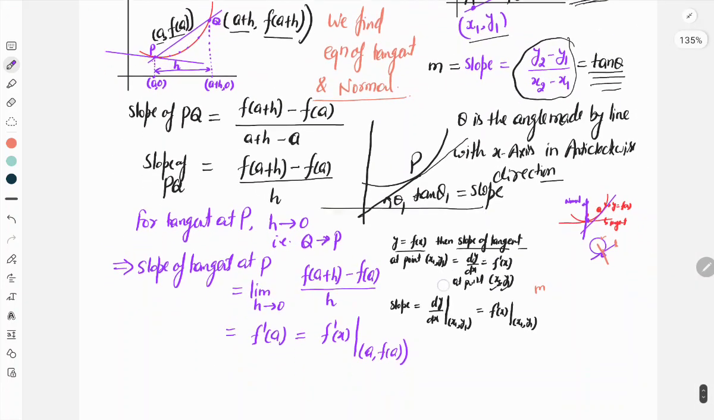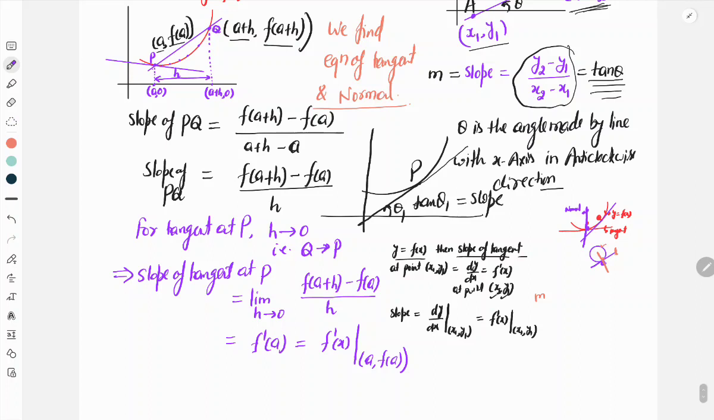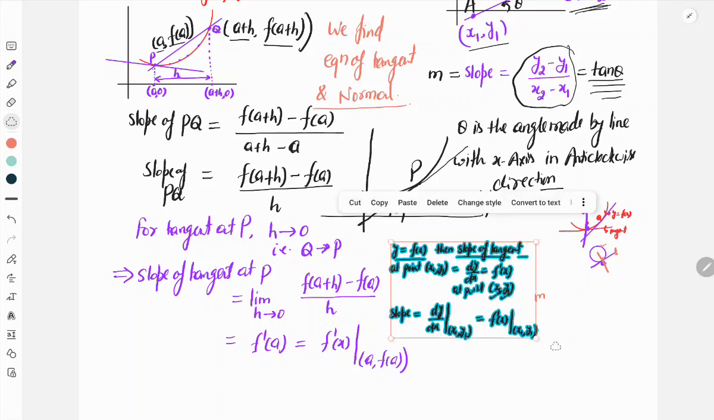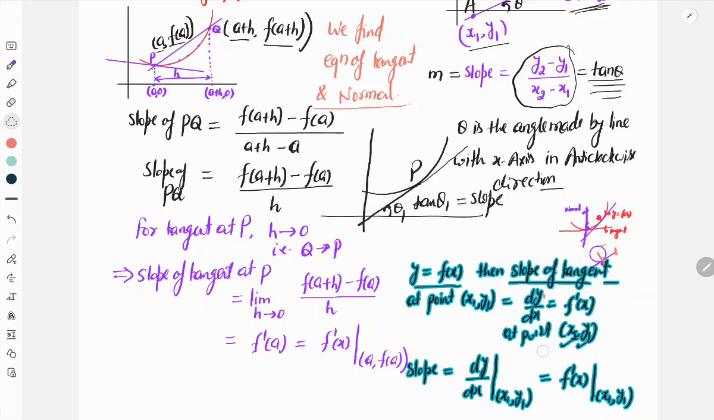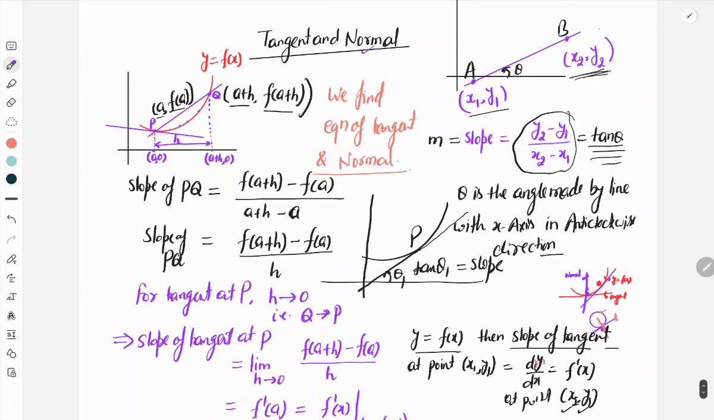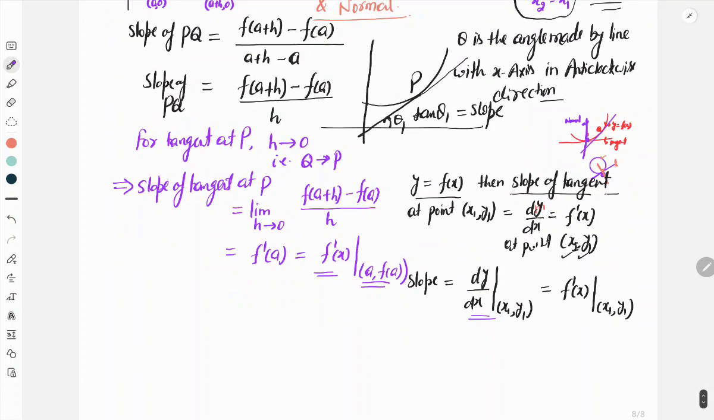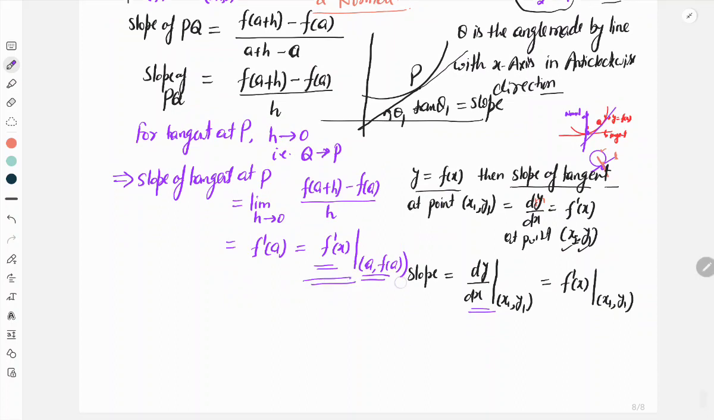Now let's try to see this one properly. See the proof again. What I want to say is that at any point the slope of a tangent is nothing but dy/dx at a point (x1, y1). You can take this one as (x1, y1), no problem, correct or not? So f'(x) is nothing but the slope. This one is clear to you all, I hope so. So this is the slope of the tangent we got, meaning any curve will be given to you.